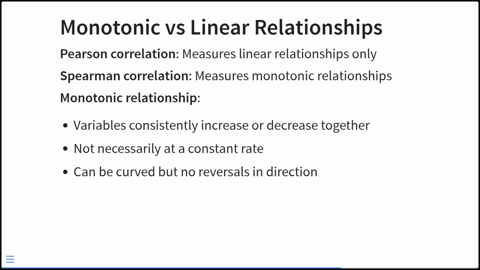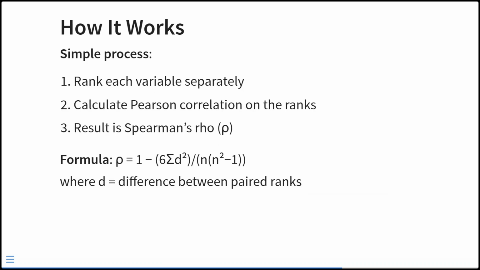Unlike the Pearson correlation, which measures linear relationship, the Spearman actually measures monotonic relationship. In a monotonic relationship, the variables consistently increase or decrease together. They are not necessarily at a constant rate and can also be curved, but with no reversal in direction.